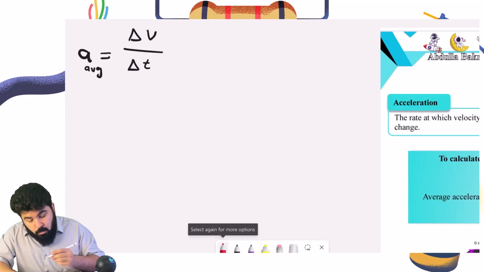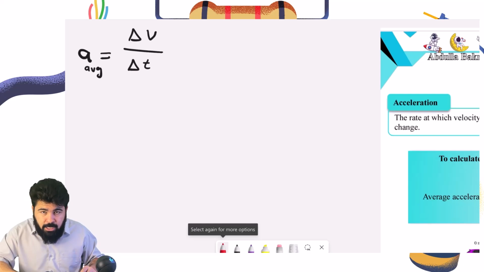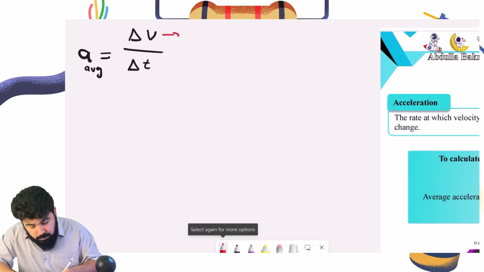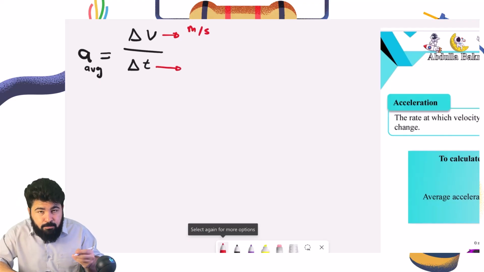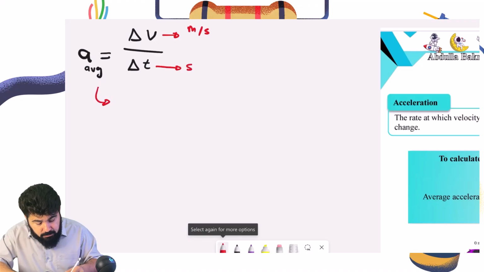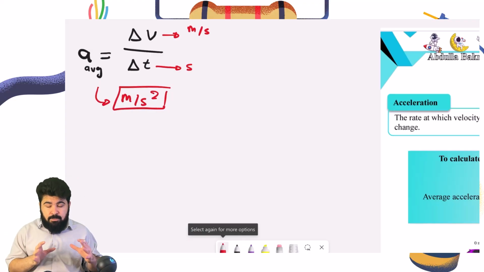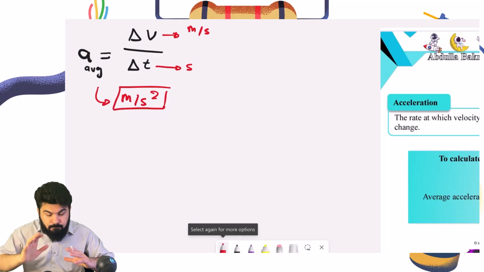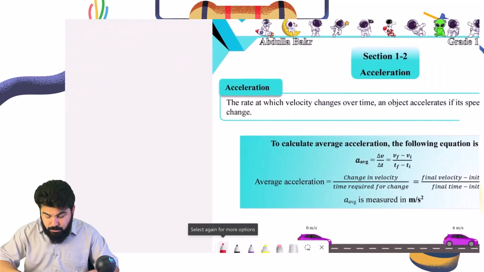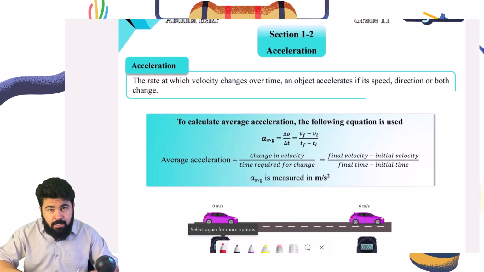Now, what unit do we have for acceleration? As you remember, the unit for velocity was meter per second, and time was measured in seconds. So the unit of acceleration becomes meter per second squared. Be careful: it's not meter per second, it is meter per second squared. This is the unit of acceleration. Now let's look at the definition better and get more notes on that. It says, the rate at which velocity changes over time.